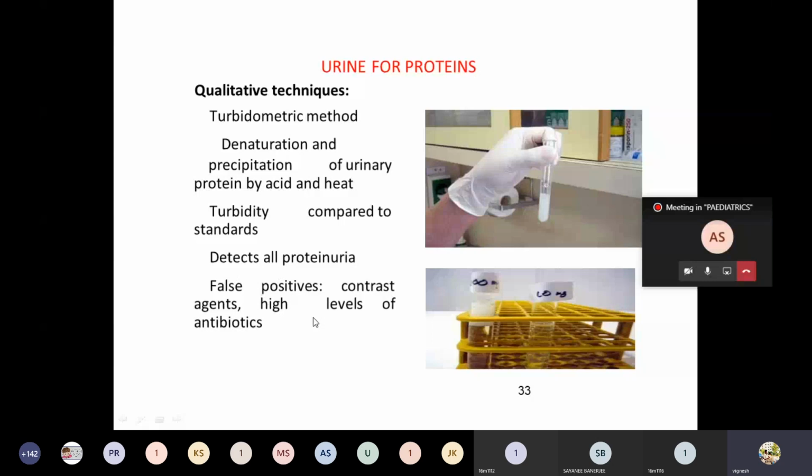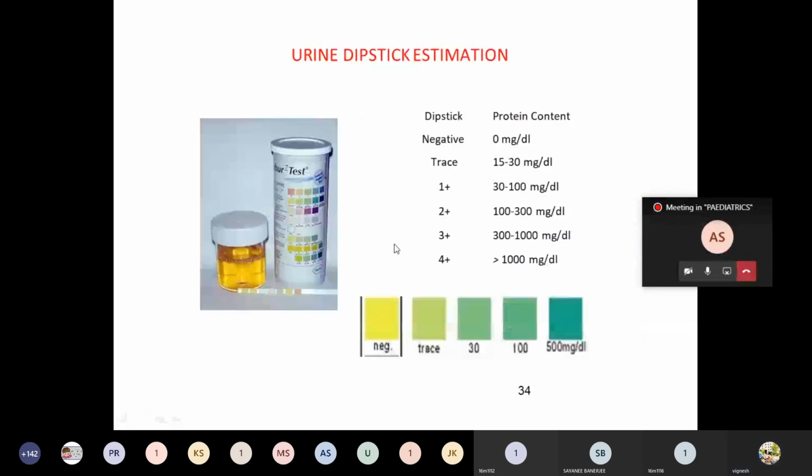Sometimes you will get false positive results, probably because of contrast agents or high levels of antibodies present in the urine. But this is a very beautiful test, this side lab test, that we are going to do in our ward. Nowadays dipsticks are also available to detect the total albumin lost in the urine. Take the dipstick and test the urine.